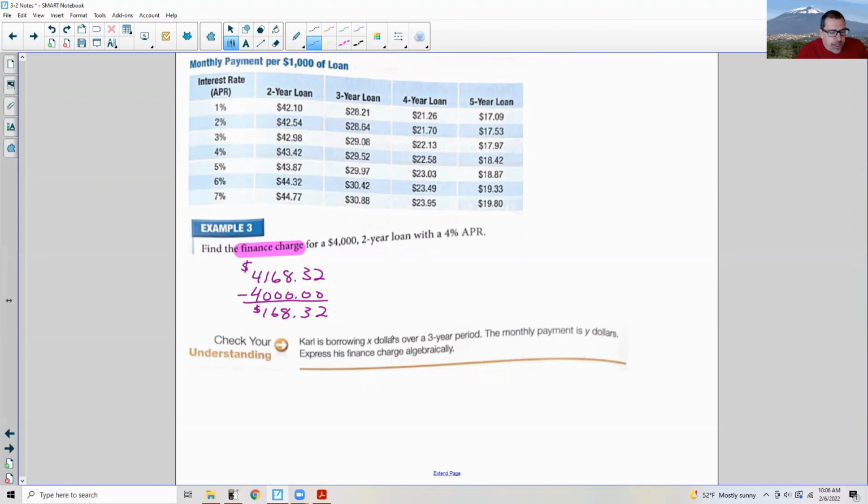Okay, pause the video, see if you can do the check your understanding, and let's take a crack at it. So Carl is borrowing X dollars over a 3-year period. So that's 36 months. The monthly payment is Y dollars. So if you take 36 payments of Y dollars, that would be equivalent to this portion of the problem above. He borrowed X dollars. So what did we do? Number of months times the monthly payment minus what we borrowed. We borrowed X dollars. So 36Y minus X is the algebraic expression for the finance charge.